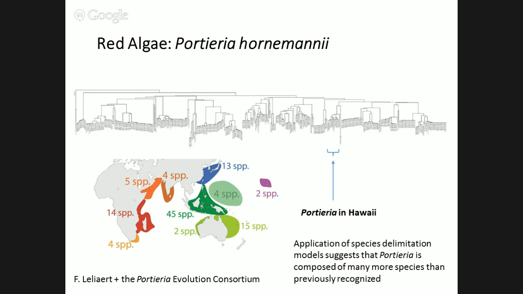What they've done is apply a whole series of interesting species delimitation models, so ways that you can tease apart the DNA sequence variation, trying to determine where that boundary is between what you would expect for within a species and between species, and use that as a means for delimiting these different species. So what these analyses are suggesting is that Portieria is composed of many, many more species than previously recognized. If this is a single species, it all goes by Portieria hornemannii, and now we're recognizing all these different species in these different regions. You can see how the diversity is multiplying incredibly based on these methods.